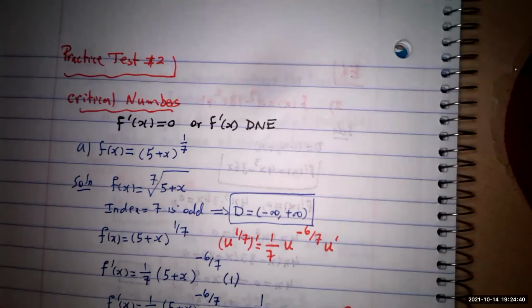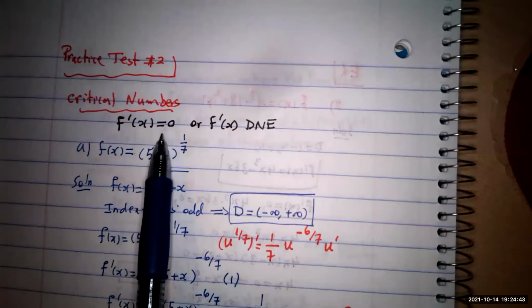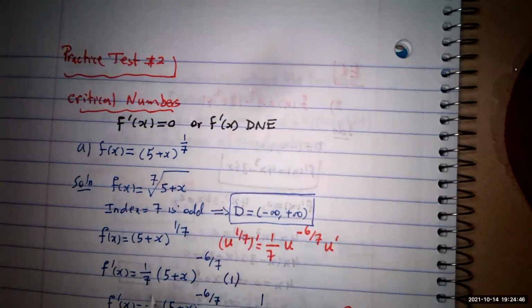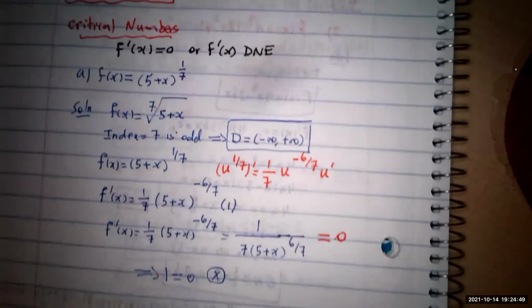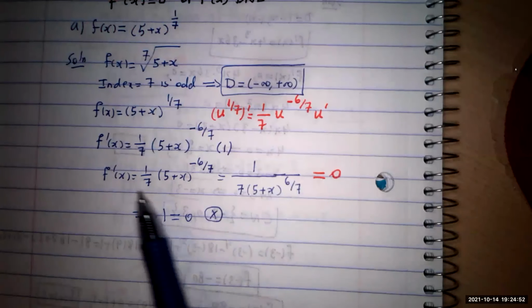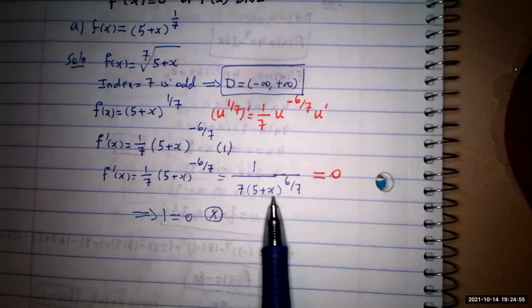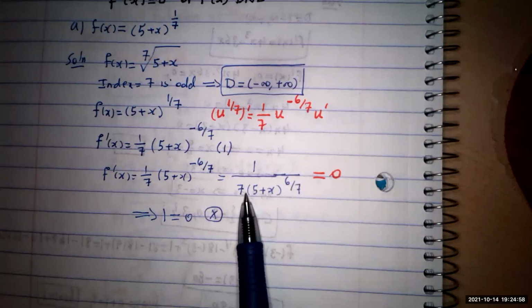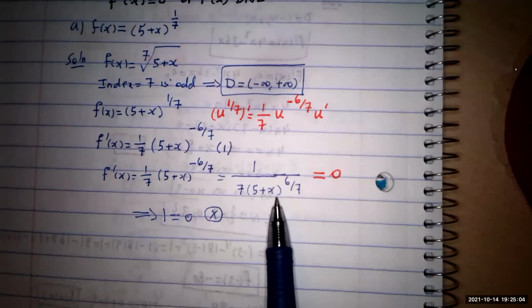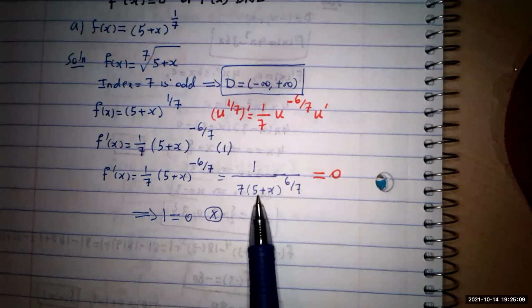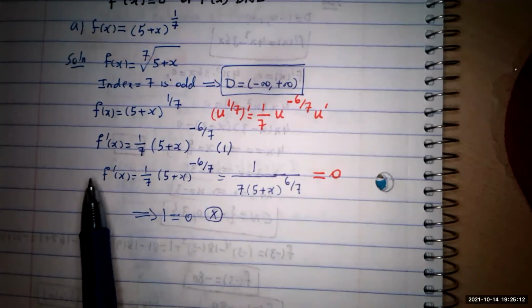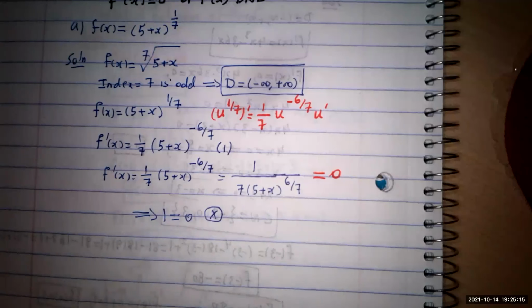Remember the definition of the critical numbers? Either f prime of x equal to 0 or f prime of x does not exist. Now, since this is a rational function, f prime is undefined when the denominator is 0. So you check for which value of x the denominator would be 0. The denominator is 5 plus x. If you replace x by negative 5, the denominator would be 0, and f prime of negative 5 is going to be undefined. So in that case, you have a sharp corner or a vertical tangent line.